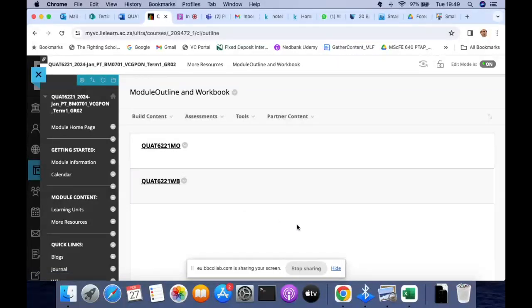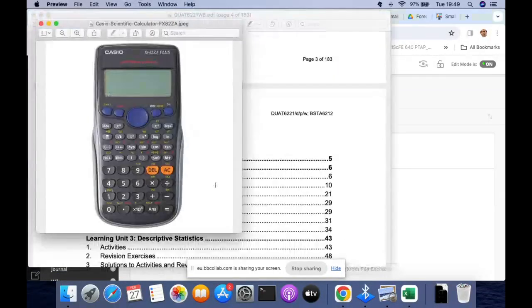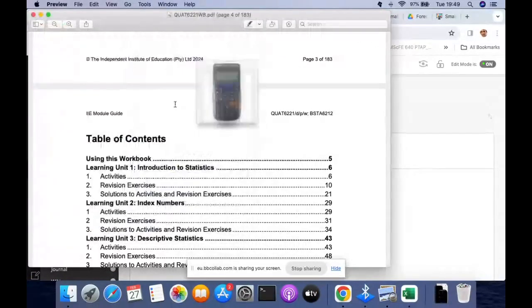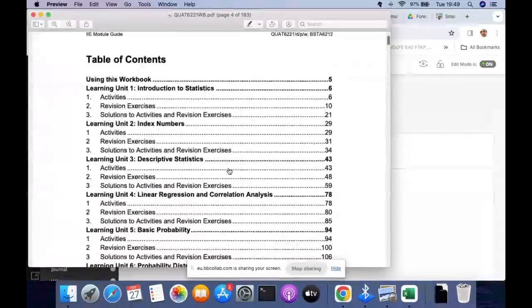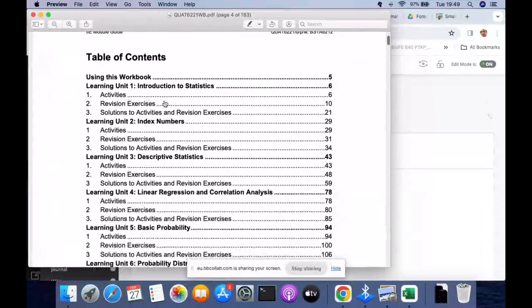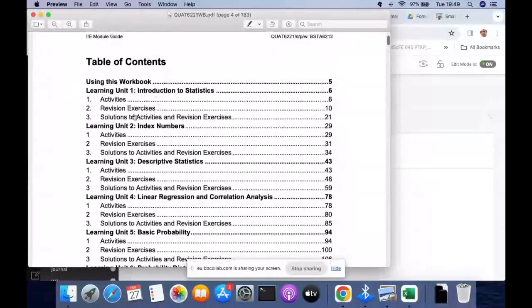The workbook, I've got it open because I'm going to use it now to show you where to get exercises that you can revise from. So if you open this workbook, there's a lot of activities which I encourage you to work through. I'll give you some activities to work through at the end of this session, specifically for Learning Unit 1.